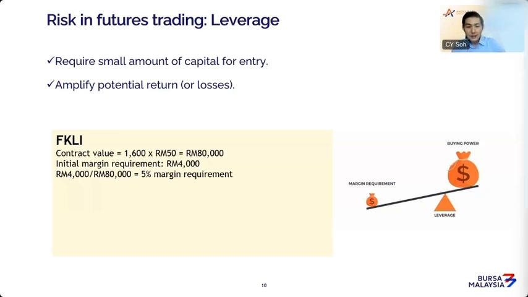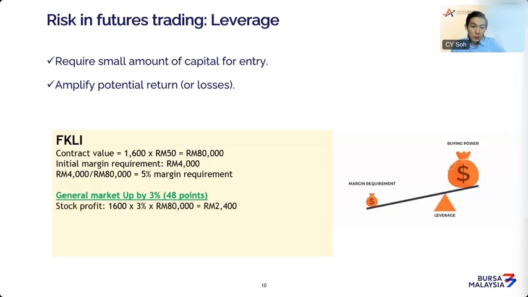Now let's say the general market is up by 3%. So 3% of 1,600 points is actually 48 points. If you use 80,000 ringgit to invest in a well-diversified portfolio that tracks the Malaysia index, your stock portfolio follows the general market, which is up by 3%. So simply speaking, your stock portfolio is actually up by 3%.